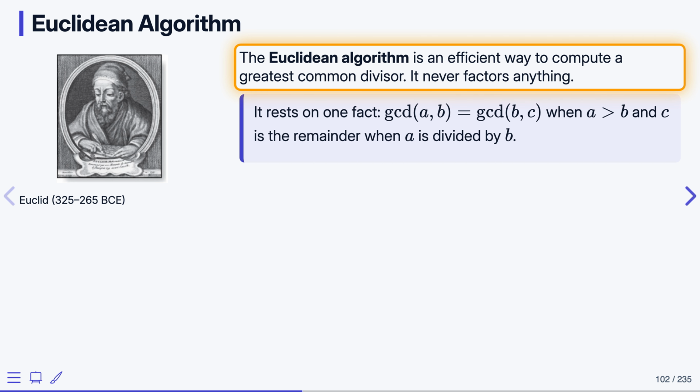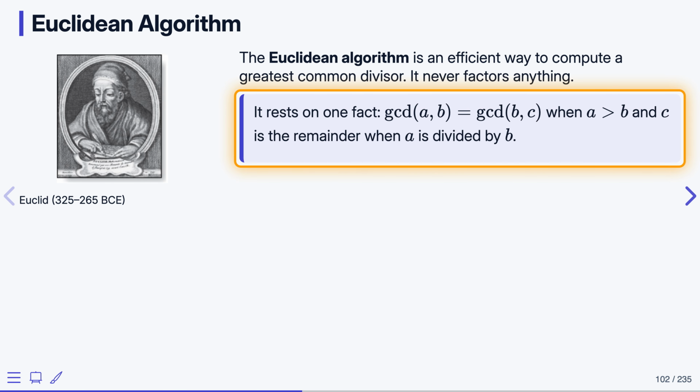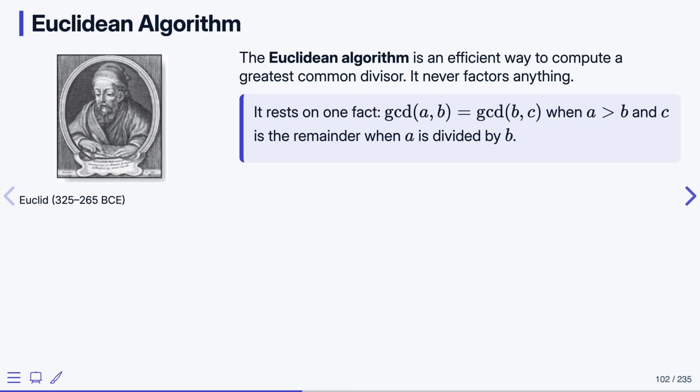The Euclidean algorithm is a fast way to find the greatest common divisor. Its great virtue is that it never factors anything. It only divides. This is the one fact behind it. Take two numbers A and B, with A bigger. Divide A by B and call the remainder C, then the greatest common divisor of A and B is the same as the greatest common divisor of B and C. The pair shrinks, but the answer does not change. So we keep dividing and keep replacing until the numbers are small enough to read the answer off.